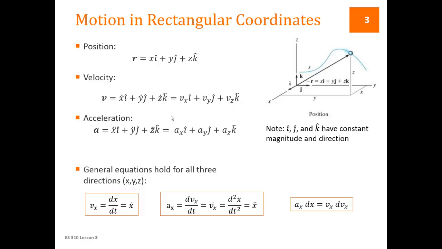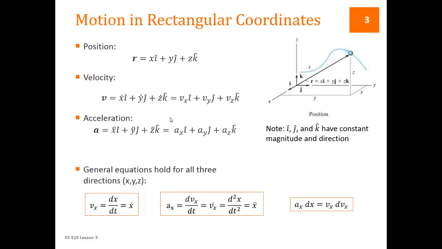Same idea with acceleration. We're going to take another time derivative, the time derivative of the velocity, so we get x double dot, the second time derivative of x in the i hat direction, y double dot in the j hat, z double dot in the k hat.